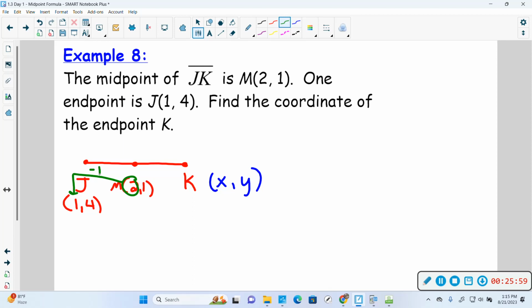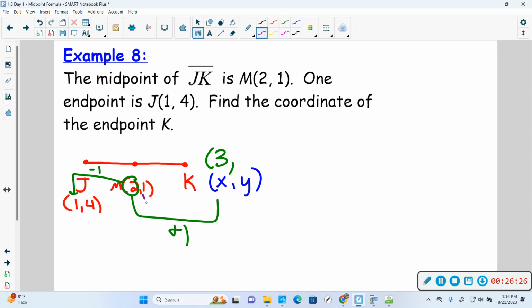So, easy enough. To get the endpoint on the other side, I'm not going to go down 1, I'm going to do the opposite. I'm going to go up 1. So if you now go up 1, where is that going to end you up at? 3. So there's the x coordinate. So I had to go down 1 to get to the x, so to go the opposite direction, I went up 1.